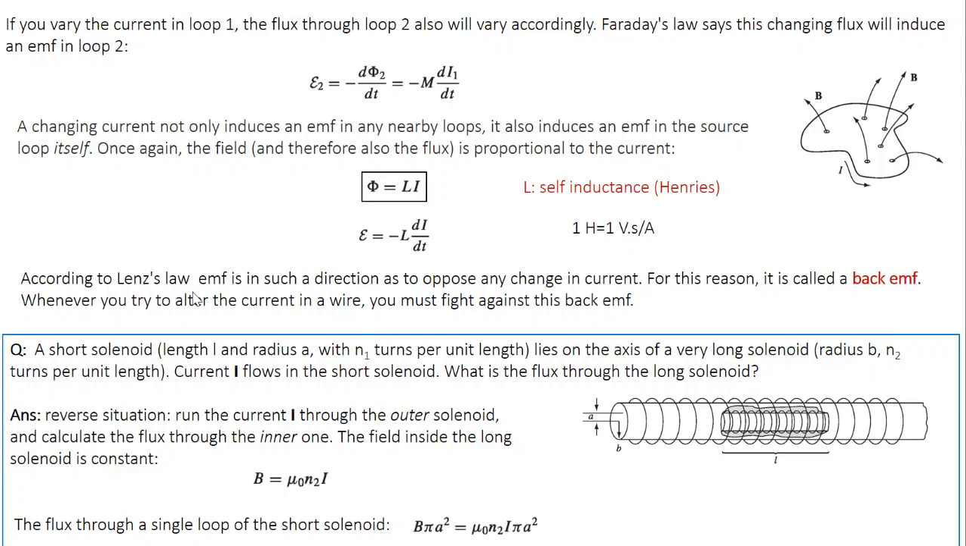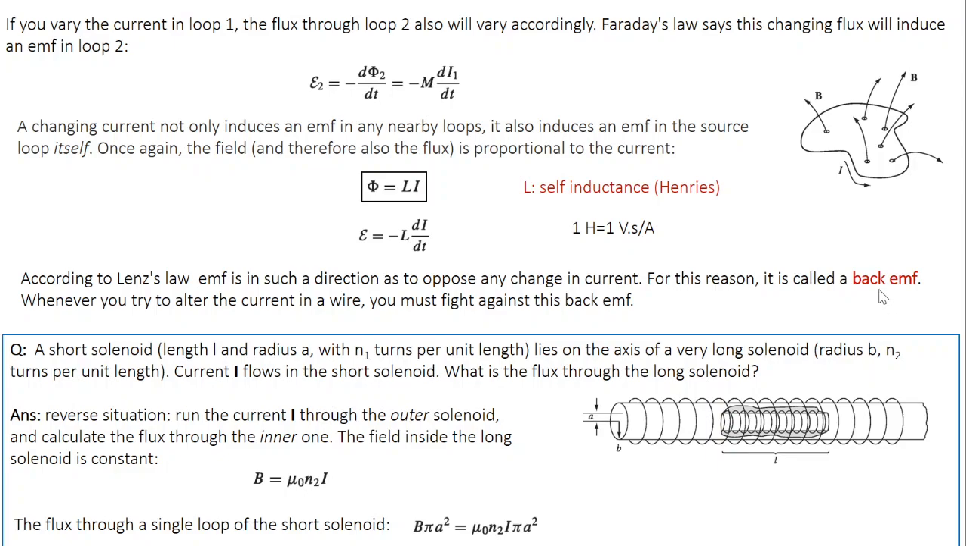According to Lenz's law, EMF is in such a direction as to oppose any change in current, meaning if you try to increase current in a circuit, then the resultant EMF will try to decrease the current. Similarly, if you try to decrease current in a circuit, the resulting EMF will try to increase the current. So whenever you try to alter current in a circuit, you need to fight against the EMF. That's why the induced EMF is also known as a back EMF.